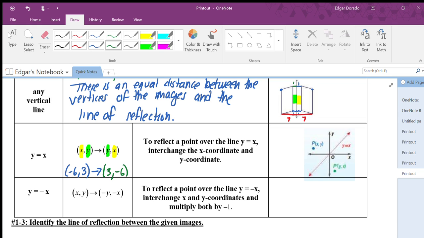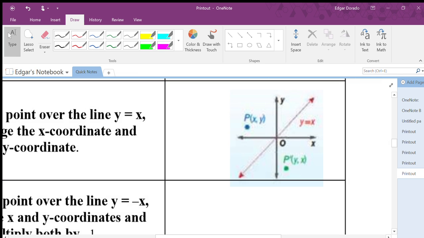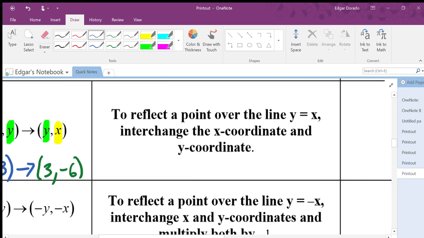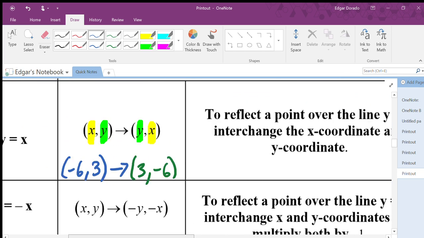So to reflect the point over the line y equals x, you have to interchange the x coordinate and the y coordinate. So just switch them out. And that's exactly what you'll have over here on this diagram. So once again, if you pretend that this is -6, comma 3, then this one right here has to be 3, comma -6, which makes sense, right? This is the new one that we're adding to that, okay?